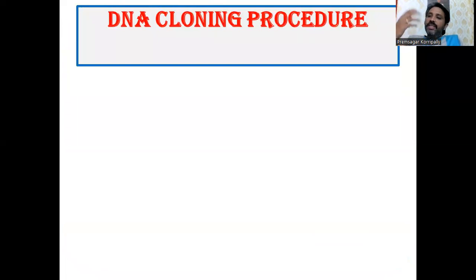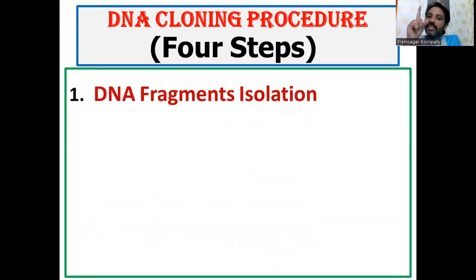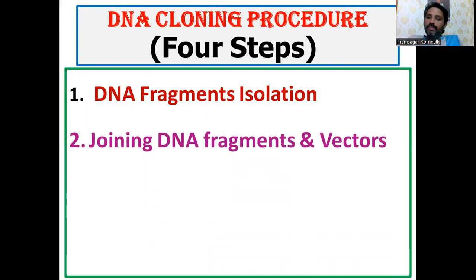Any DNA cloning has 4 essential steps. They are: the first one is isolation of DNA fragments, or nothing but genes isolation. The second step is joining of DNA fragments and vectors.